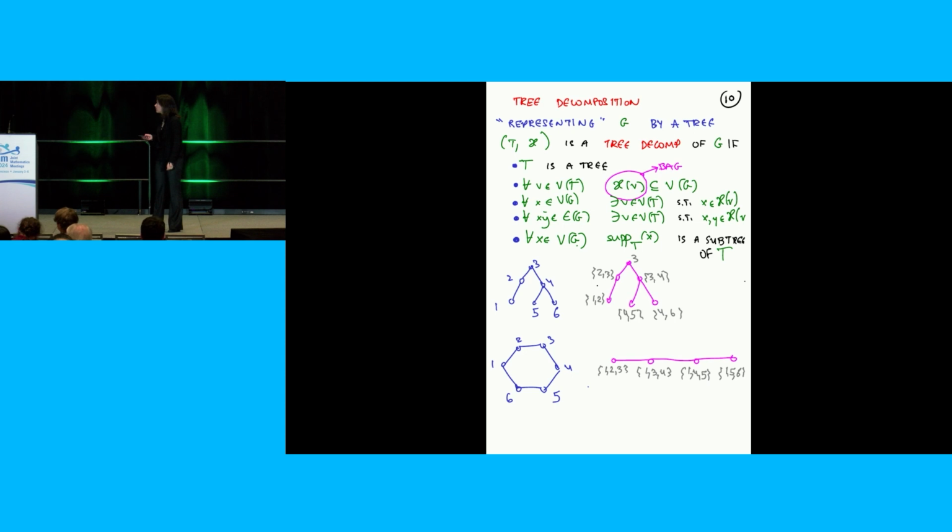So for example, vertex 1, its unique path to the root 3 is 1, 2, 3. So 1's unique neighbor in the path 1, 2, 3 is 2. So in the bag that corresponds to 1, I need to put 1 and 2. So here it is. Here's 4. Its unique path to the root is 4, 3. So its unique neighbor in this path is 3. So what I'm going to put in the bag that corresponds to 4 is 4 and 3. Here we go. And then 3, it's already the root, so I'm just going to put itself in its bag.